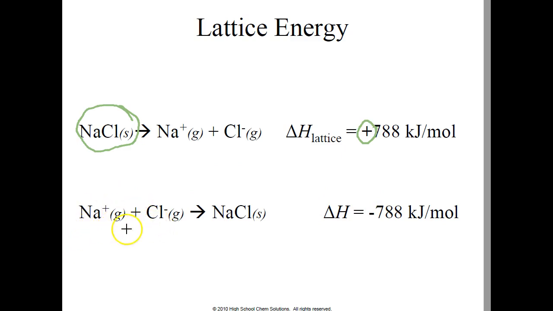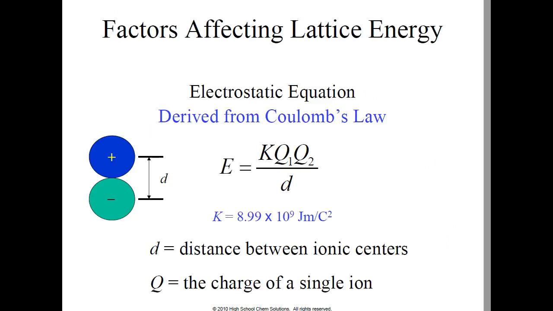However, if we take those ions and put them back together, the exact reverse of what happened up here, then we will get that same energy back. So negative. Every single ionic compound has a specific lattice energy. Some of these numbers are really, really high, and some of them are a bit lower. It always takes a lot of energy to break apart a lattice, but some lattices are stronger than others. And so we want to look at why. What makes one ionic compound stronger than another ionic compound?